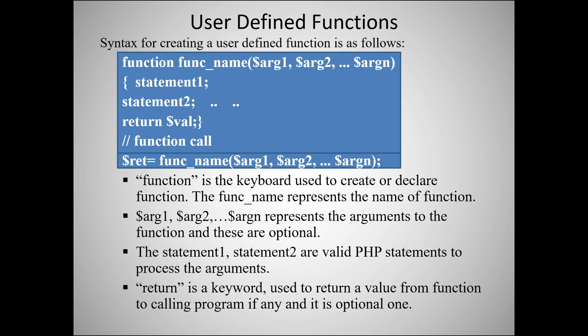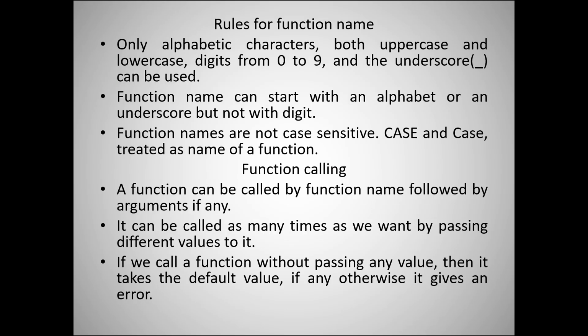The function is the keyword used to create or declare a function. The function name represents the name of the function. Argument 1, 2, etc. represent the arguments to the function, and these are optional. Statement 1, 2 are valid PHP statements to process the arguments. Return is a keyword used to return a value from a function to the calling program, if any, and it is optional.